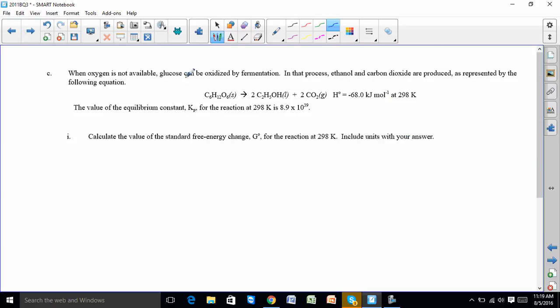C, when oxygen is not available, glucose can be oxidized by fermentation. In that process, ethanol and carbon dioxide are produced, as represented by the following equation. So here's the equation right here. Let me use my pen and not try to write with the mouse. And then here's the delta H. And now this is still the old notation because this is 2011, but now you would see something like 68.0 kilojoules per mole reaction, meaning 1 mole of this and 2 moles of this.